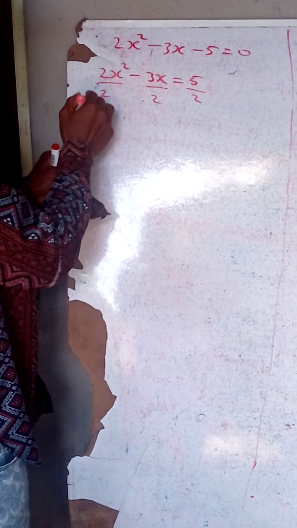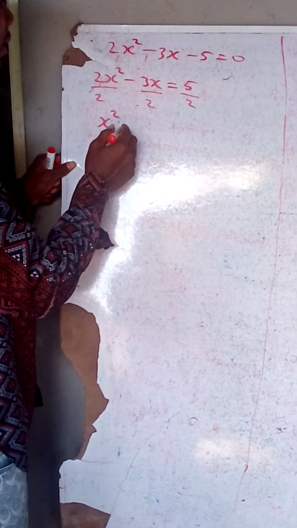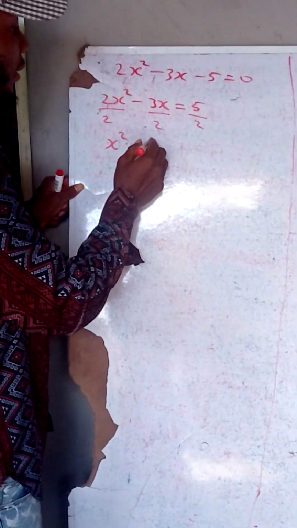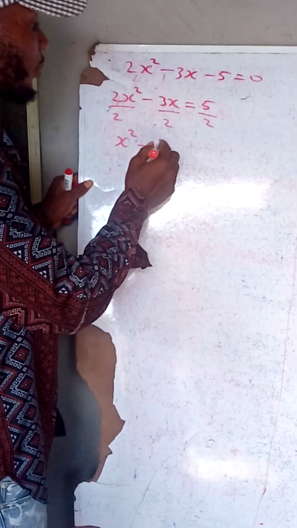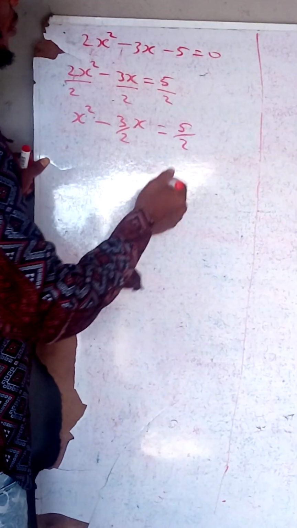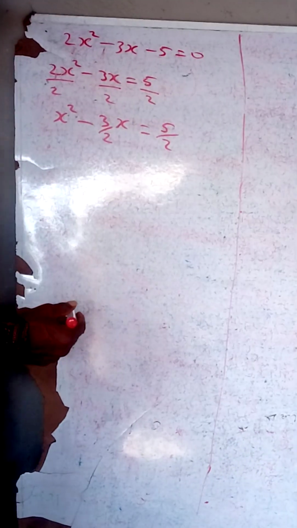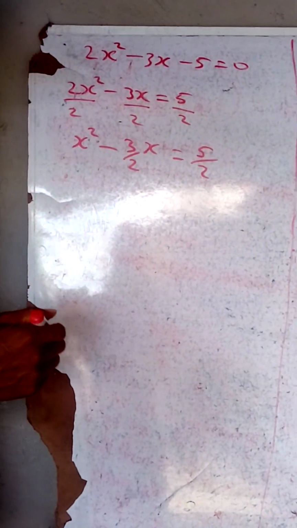So if you take this to the simplest form, this and this will go, and we'll be left with x squared minus 3 divided by 2, x. There's no common factor, so it will be like this. x is equal to 5 over 2. We don't want to get decimal numbers. So this is the expression.